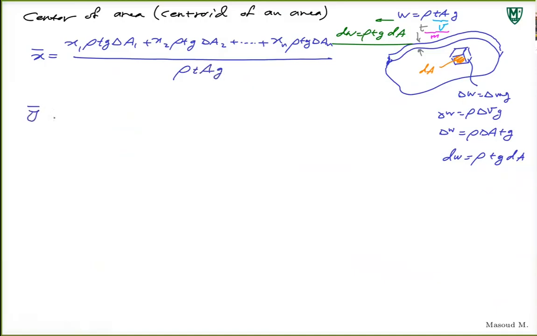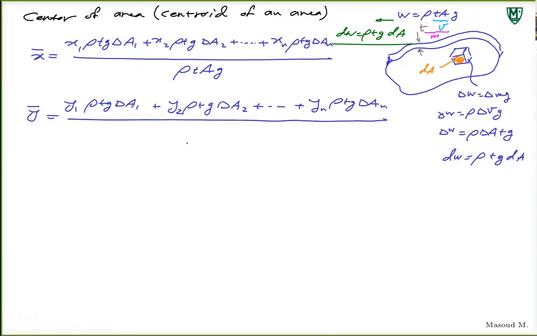And the same story for y bar. Y bar becomes y1 rho T g delta A1 plus y2 rho T g delta A2, dot dot dot, plus yn rho T g delta An, all divided by rho T g A, right, for the whole structure.